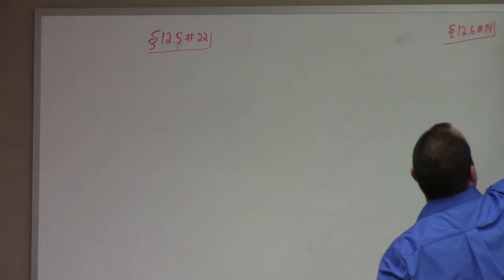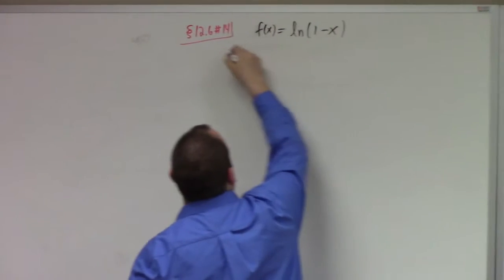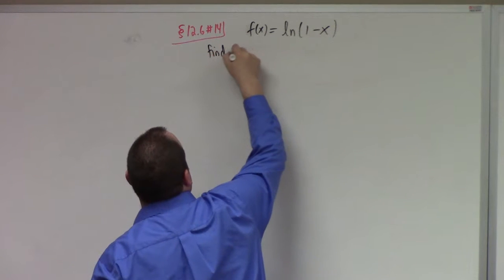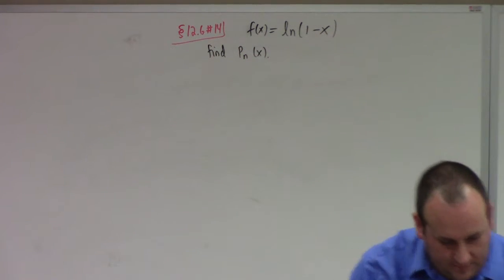So let's see, yours is to find the nth Taylor polynomial P_n for f of x equals natural log of 1 minus x. You just leave that there, and you're supposed to find P_n of x. Is that right? Okay, we'll come back to that in a second.